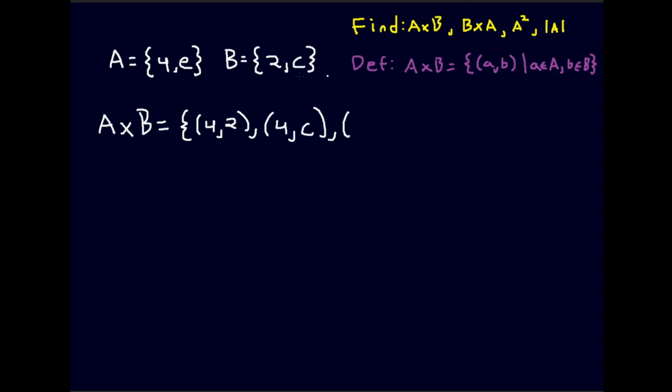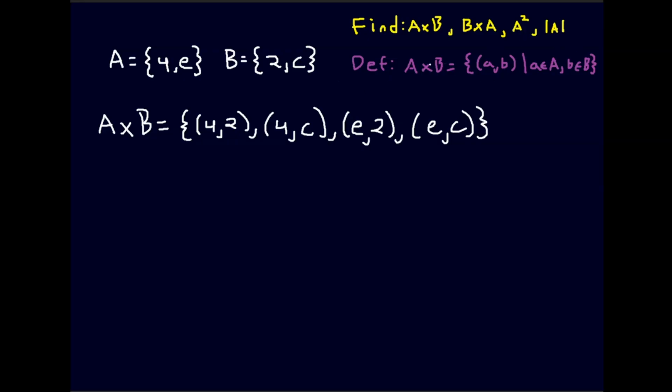And then again, you'll notice a pattern. It's going to be E, so the second element of set A, 2. And then again, the second element of set A, and then the second element of set B, which is EC. And that's it. That's our Cartesian product of A and B together.